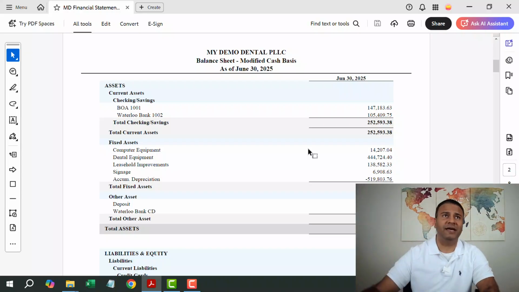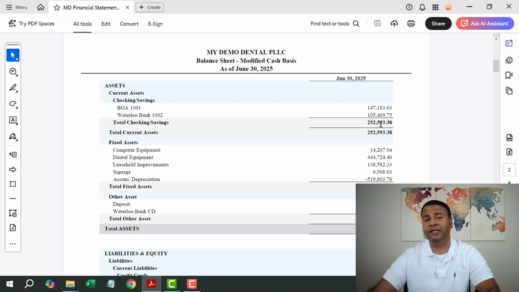So let's start with the assets. If you look here, group 1 is just telling you that this dental practice has 2 bank accounts. One of them has about $147,000 and the other one has $105,000. So the entity is holding about $252,000 worth of cash.